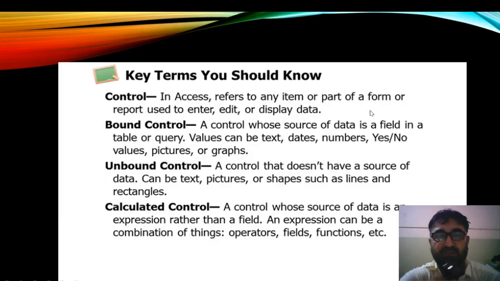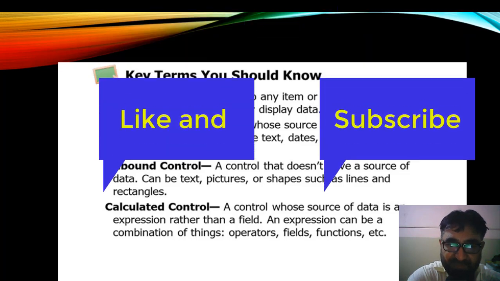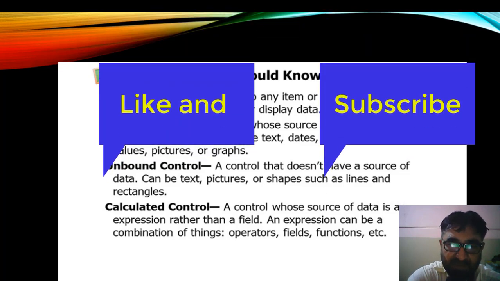So here are some key terms you should know. Control in Access refers to any item or part of a form or report used to enter, edit, or display data. Bound control: a control whose source of data is a field in a table or query; it can take text, data, dates, numbers, yes/no values, pictures, or graphs. Unbound control: a control that doesn't have a source of data; it can be text, a picture, or a shape such as lines and rectangles. Calculated control: a control whose source of data is an expression rather than a field. An expression can be a combination of operators, fields, functions, etc.